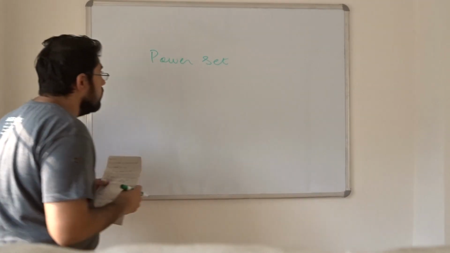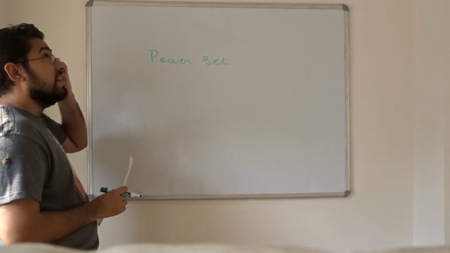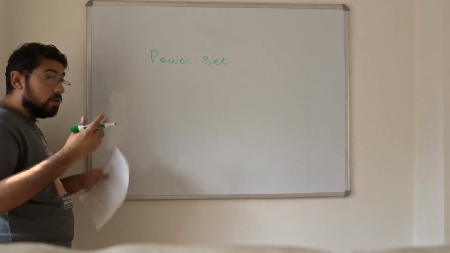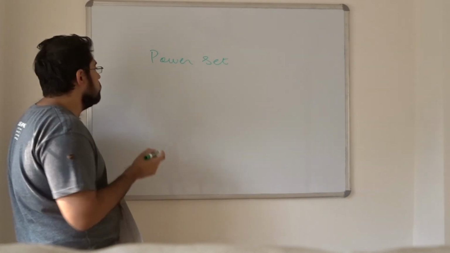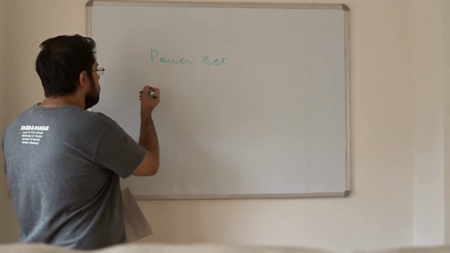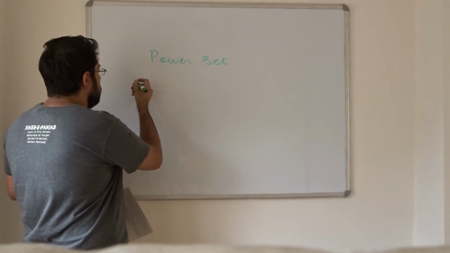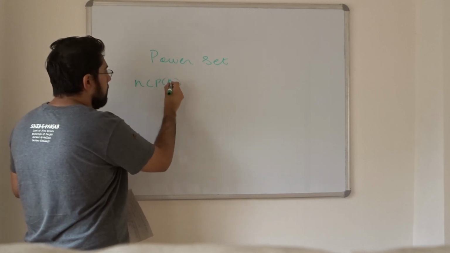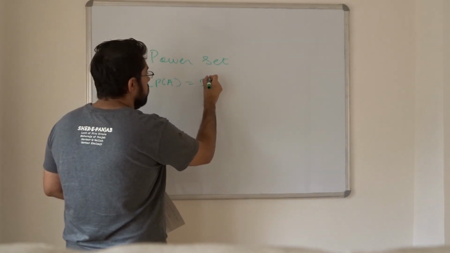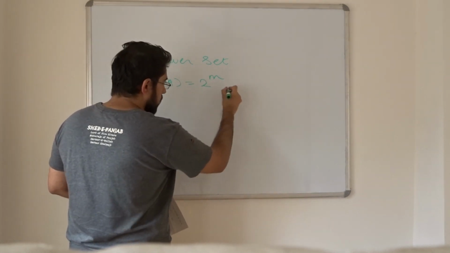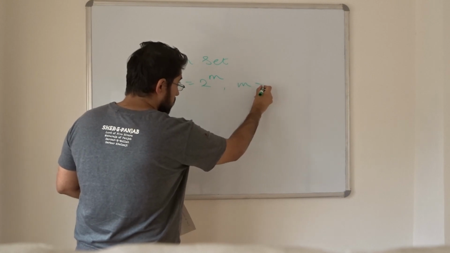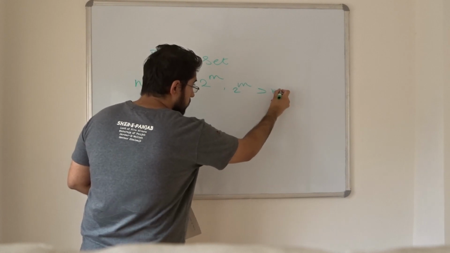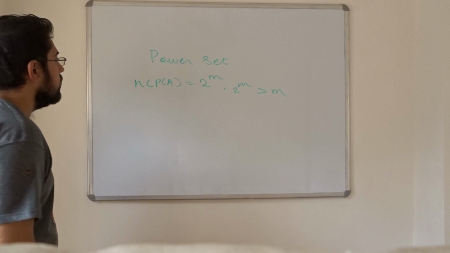Now just remember one thing, guys, that I may not remember what a power set is properly. I apologize for that, but sometimes it happens, but let's just give it a go. So what is the formula? Let's write the formula first. N of P(A) is equal to 2 to the power m, where 2 to the power m is greater than n. This is the formula that you have to keep in mind.